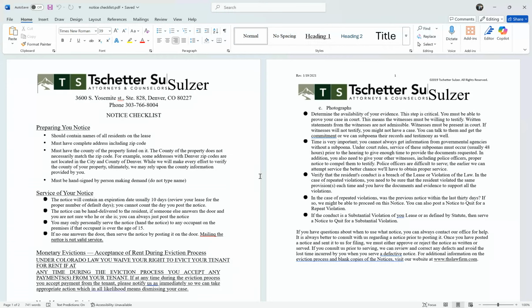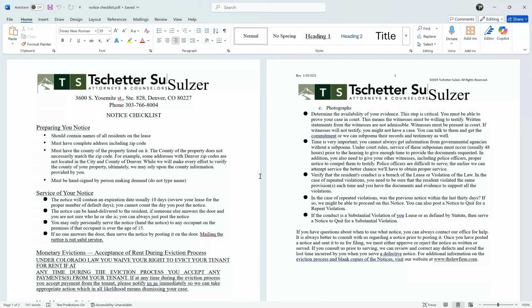Must have complete address, including the zip code. Must have the county of the property listed on it. The county of the property does not necessarily match the zip code. For example, some addresses with Denver zip codes are not located in the city and county of Denver. One of those is Littleton. I do know that for a fact.